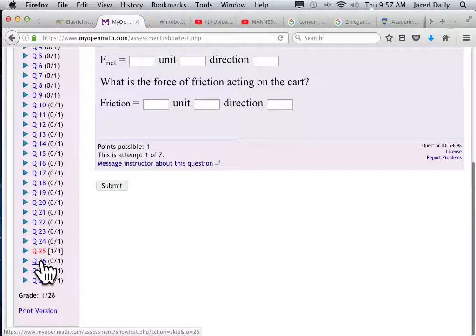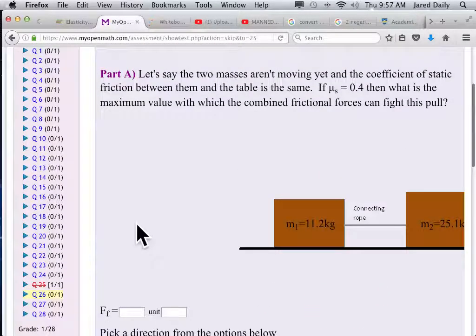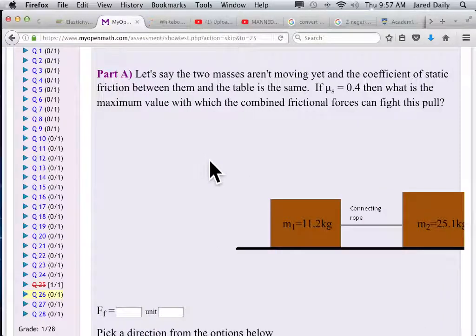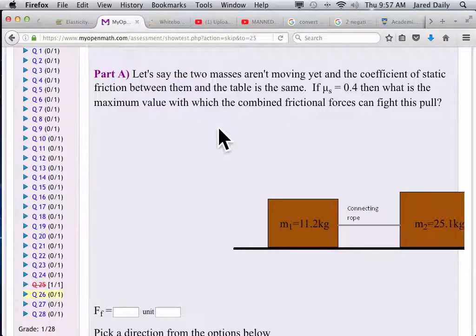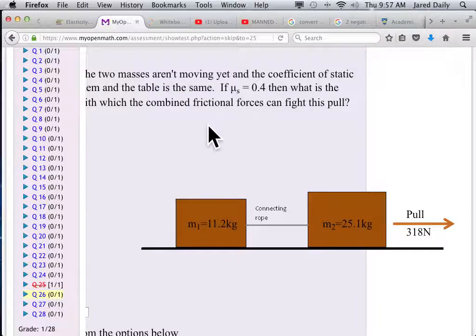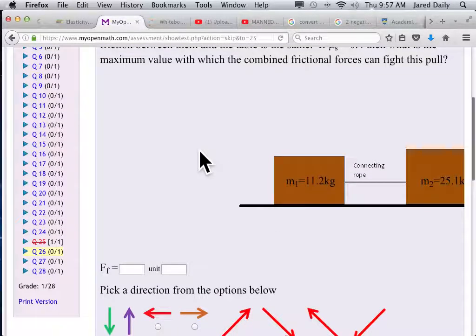Okay, so do we want to look at 26? Okay, let's do 26. So we have two masses that are not moving yet. We have the coefficient of static friction. What's the maximum value at which the combined friction forces can fight this pull? So if it's fighting this pull, what do we know about the acceleration? Since it's not moving yet, acceleration is 0, right?